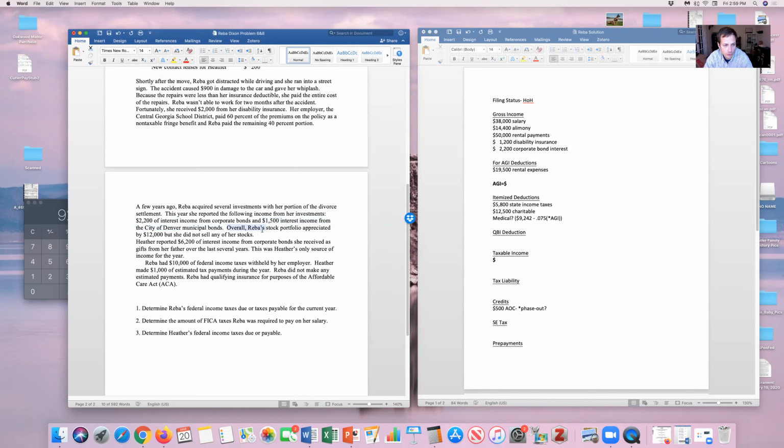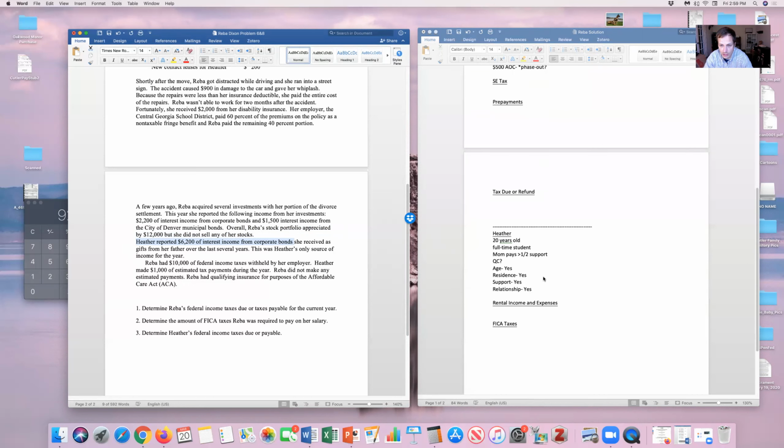Overall, her stock portfolio appreciated by $12,000, but she did not sell any of her stocks. She's wishing she would have sold now. But since she did not sell, we don't have any realized income, nothing to report here. Heather, the daughter, reported $6,200 of interest income from corporate bonds that she received from her father. Because she owns the bonds, her father can shift that income to her. We'll make a note under Heather that, in case it becomes relevant, she had $6,200 of interest.